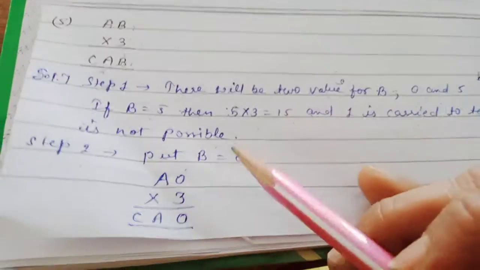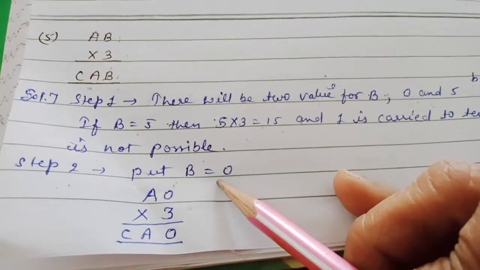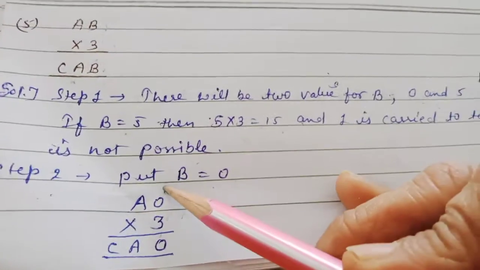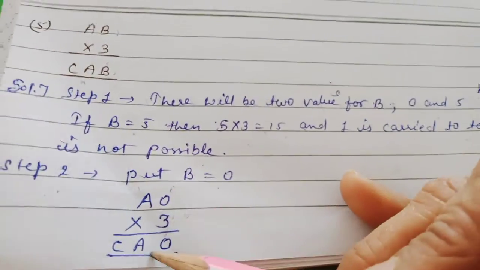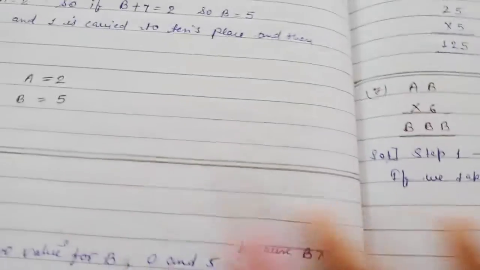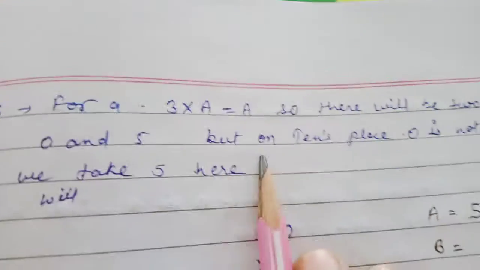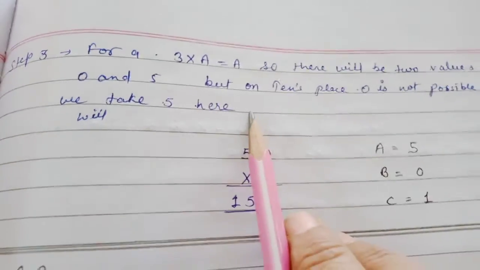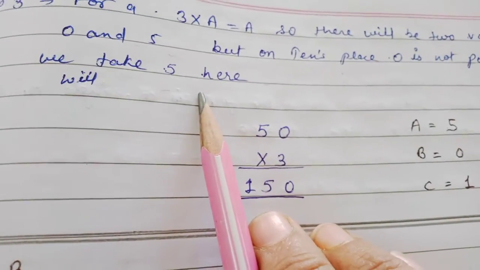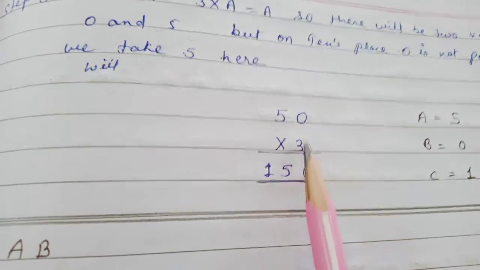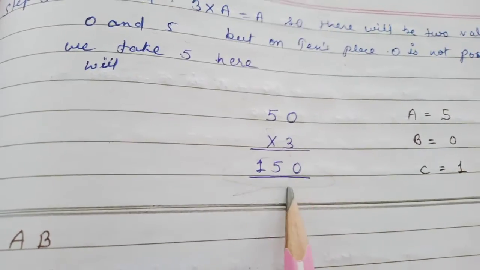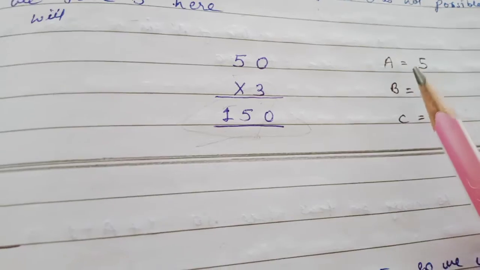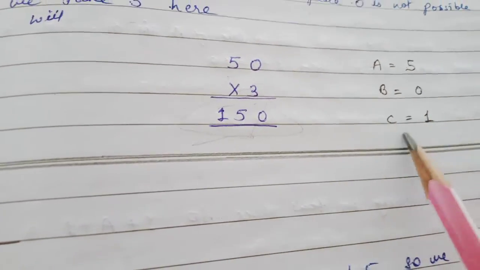It is not possible. We are taking B equal to 0. So, 3 times 0 is 0. 3 into A is AC. For A, we have to find 3 times A equal to A. So, there will be two values of A again, 0 and 5. But on the 10s place, 0 is not possible. So, we take 5. So, 50 into 3 is 150. So, students, our answer is A equal to 5, B equal to 0 and C equal to 1.